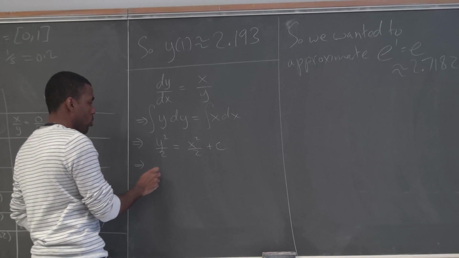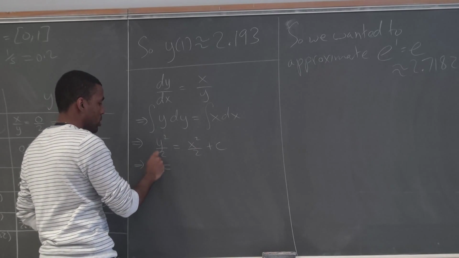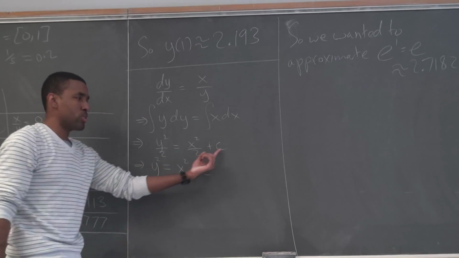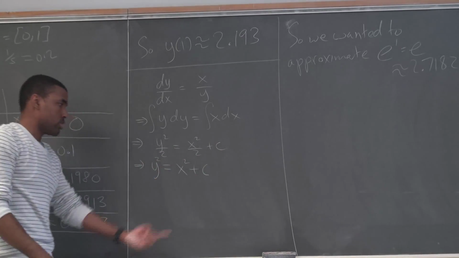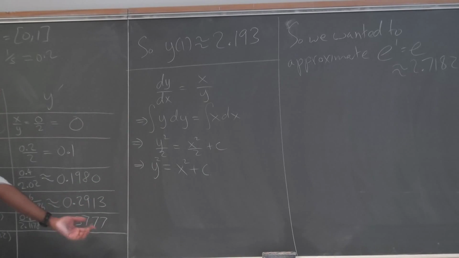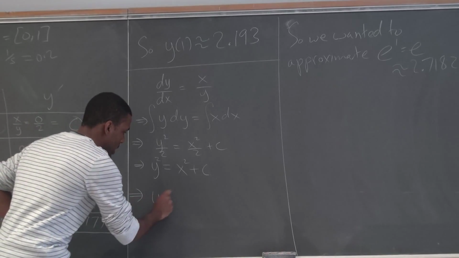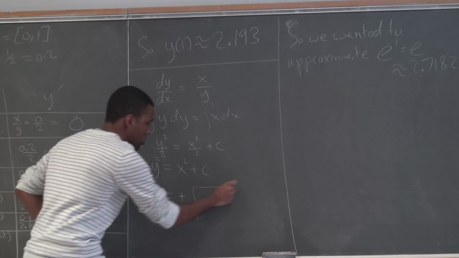If I could solve for y, y squared would just be x squared plus c. Just multiply both sides by 2. 2c is c. It's a different constant. We'll solve for it later. And so I could actually solve for y. The thing is here, y would actually be the plus or minus square root.